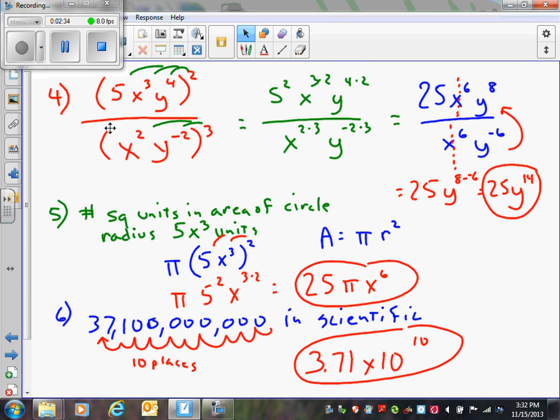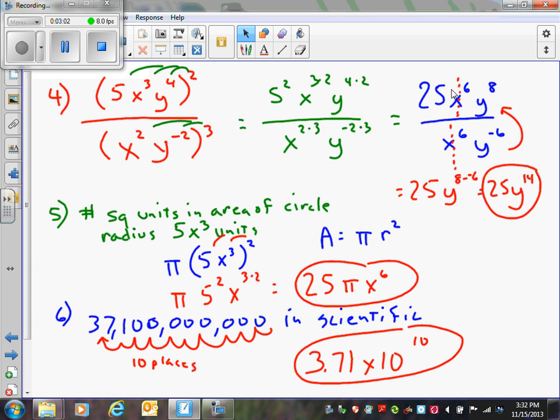Another division problem, but this time we have powers. So we got to take care of the powers on the outside. They go on everything inside. So I have 5 squared, x to the 3 times 2, y to the 4 times 2. On the bottom I have x to the 2 times 3, y to the minus 2 times 3. So I evaluate those, simplify those. I get 25, x to the 6th, y to the 8th, over x to the 6th, y to the minus 6th.